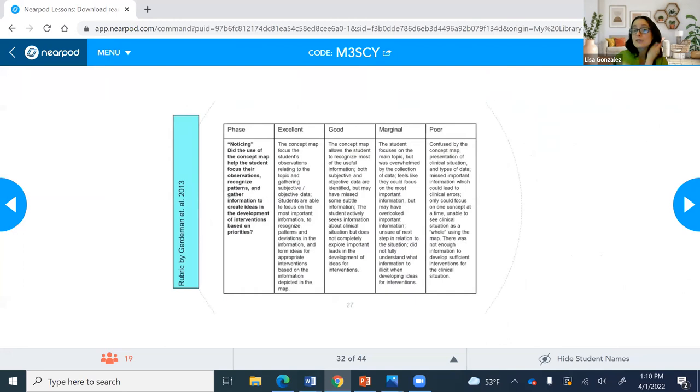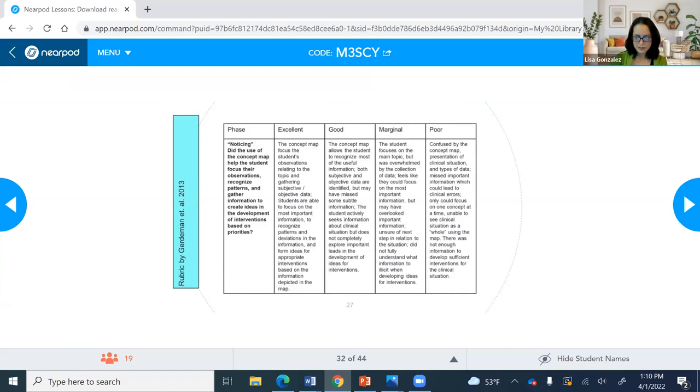All right, now this is the rubric that I was telling you guys about that you can use to evaluate concept mapping. So students can use it to evaluate their own concept map, or you can use it as the educator to evaluate the learning from their concept map. I just show you a piece of it because it was a few pages, but to find it, it's in the Geerdemann et al. 2013 reference.